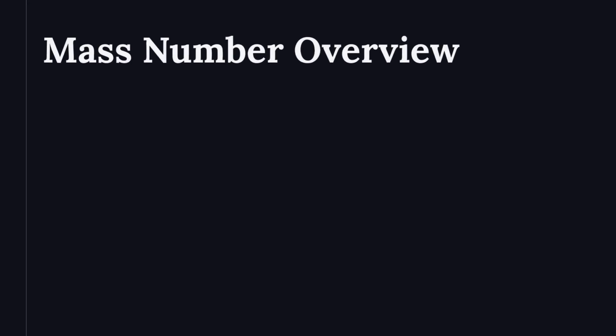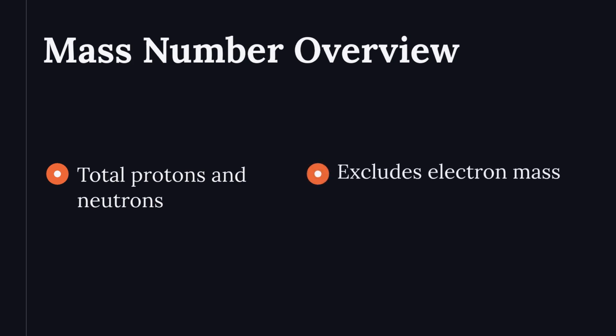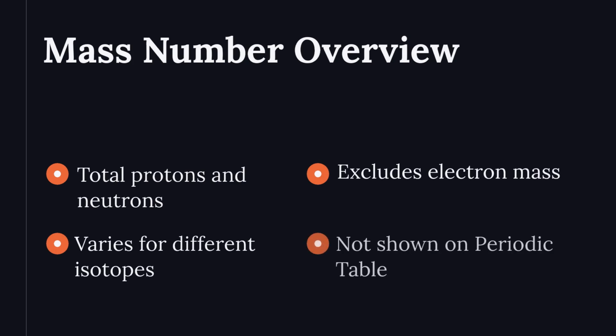The mass number is the total of protons and neutrons. It indicates the atom's mass, but excludes electrons. Electrons have negligible mass. Mass numbers vary for isotopes. The mass number is not shown on the periodic table.